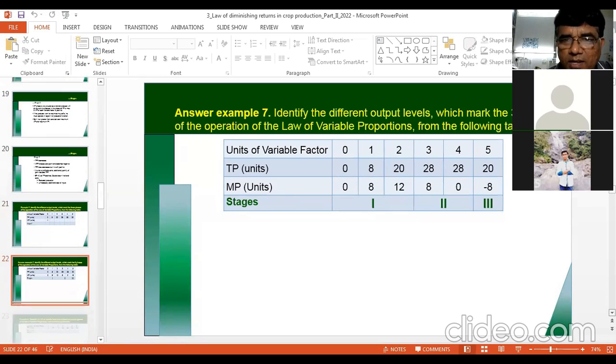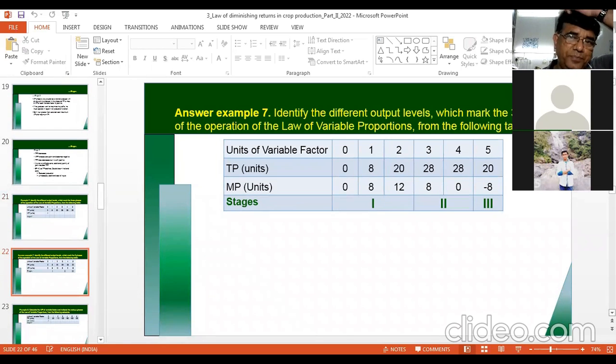So I have solved it for you. You can see, now you need to calculate MP. See the row number 3. Here MP is 8 because, you just see row number 2 of TP. TP can be used to calculate MP. So 8 minus 0, you get 8. 20 TP minus 8 TP, you get 12. 28 minus 20, you get 8. 28 minus 28, you get 0. 20 minus 28, you get minus 8.